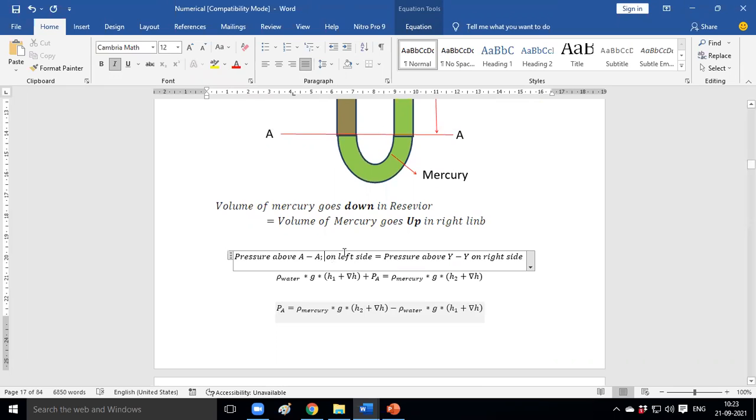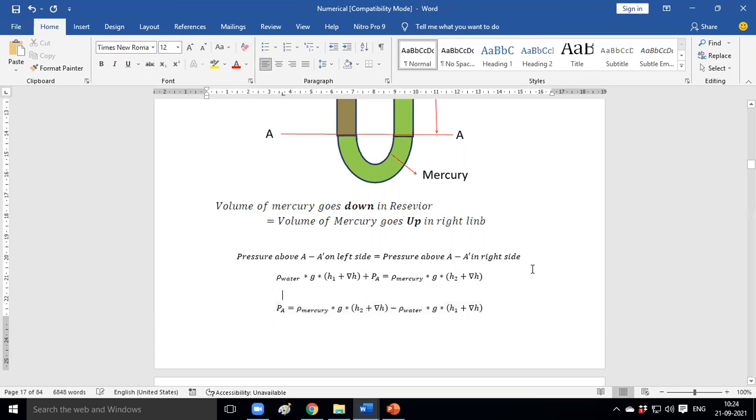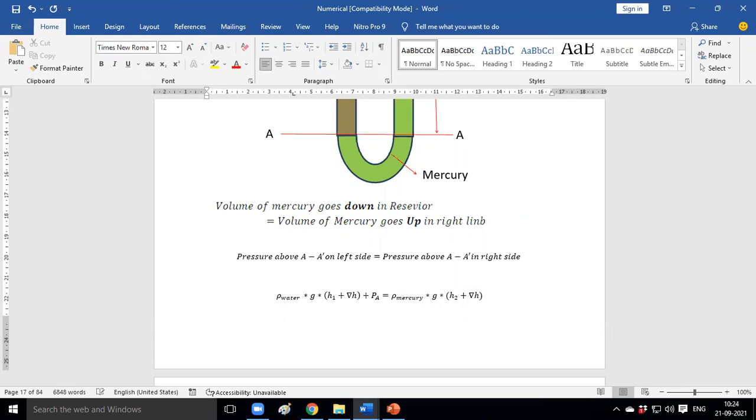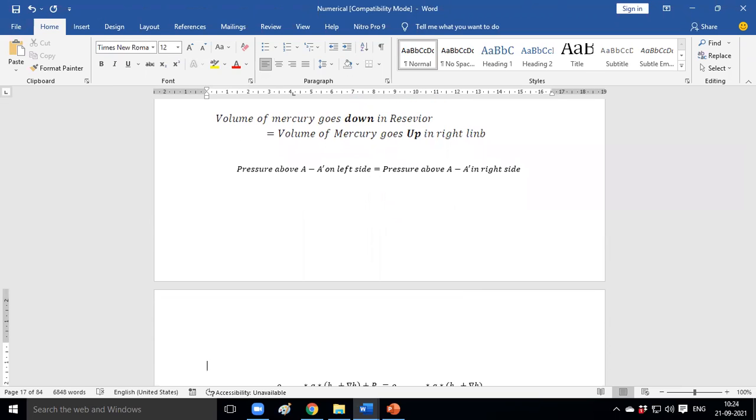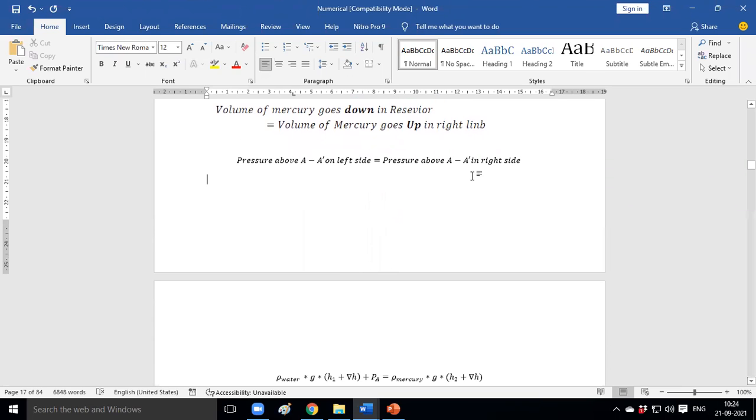in the left limb, and the pressure above A dash in the right limb. Okay, then we need to write the equation: pressure above the datum line on the left side equals pressure above the datum line on the right side.